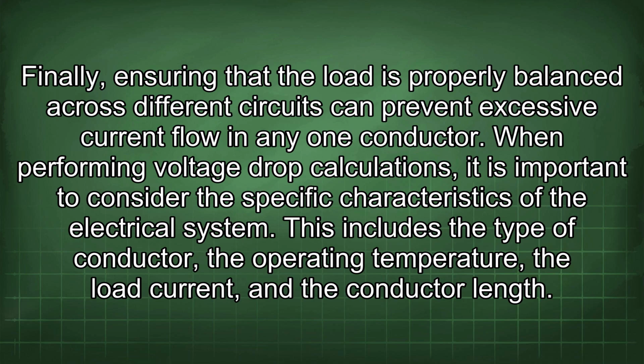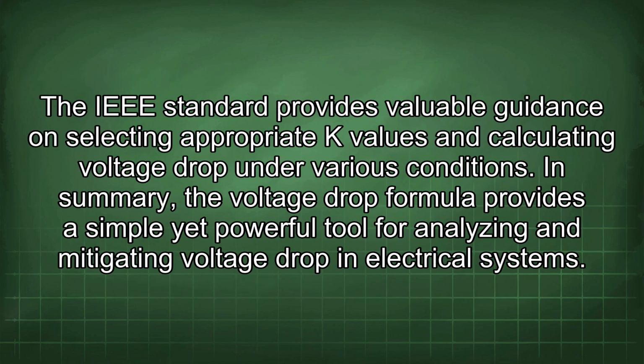When performing voltage drop calculations, it is important to consider the specific characteristics of the electrical system. This includes the type of conductor, the operating temperature, the load current, and the conductor length. The IEEE standard provides valuable guidance on selecting appropriate K values and calculating voltage drop under various conditions.